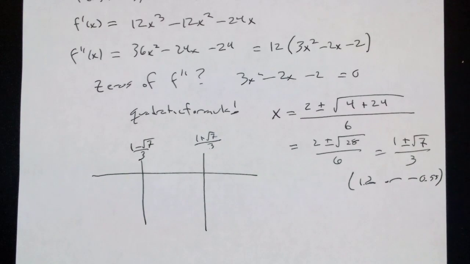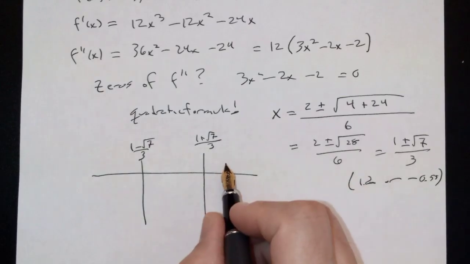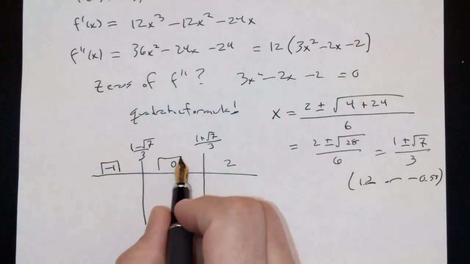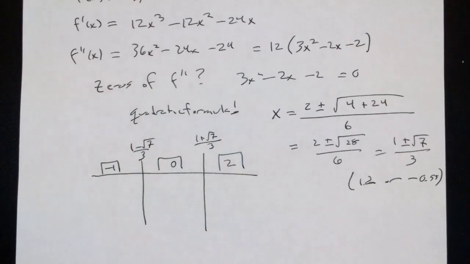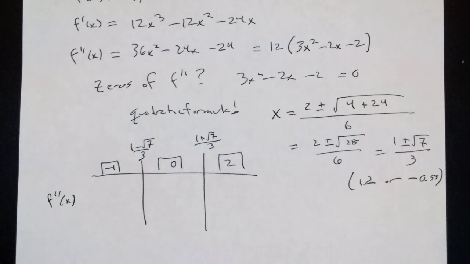The only reason I need the decimals is so I pick test numbers that are in the right spot. I want to make sure I'm bigger than 1.2 when I go over here. Let's use 2. I want to make sure I'm between them. Let's use 0. I want to make sure I'm less than this negative 0.55. I can use negative 1. But if I didn't at least have a decimal approximation, I wouldn't know whether or not I was picking a number in the right section. And now I can plug those in to f double prime. And all I need you to do is tell me whether the result you get is positive or negative.